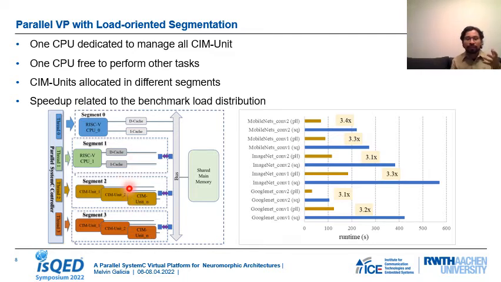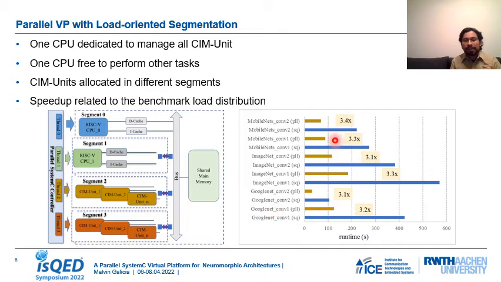So you can have different loads and different types of segmentation of your virtual platform. And then the speed up will depend on those types of segmentations and breakdown of the virtual platform that is done. So as you can see, we run again the very same benchmarks, but for a different segmentation technique. So now we have 3 segments. Segment 2 is just running compute-in-memory units, and similar with segment 3.